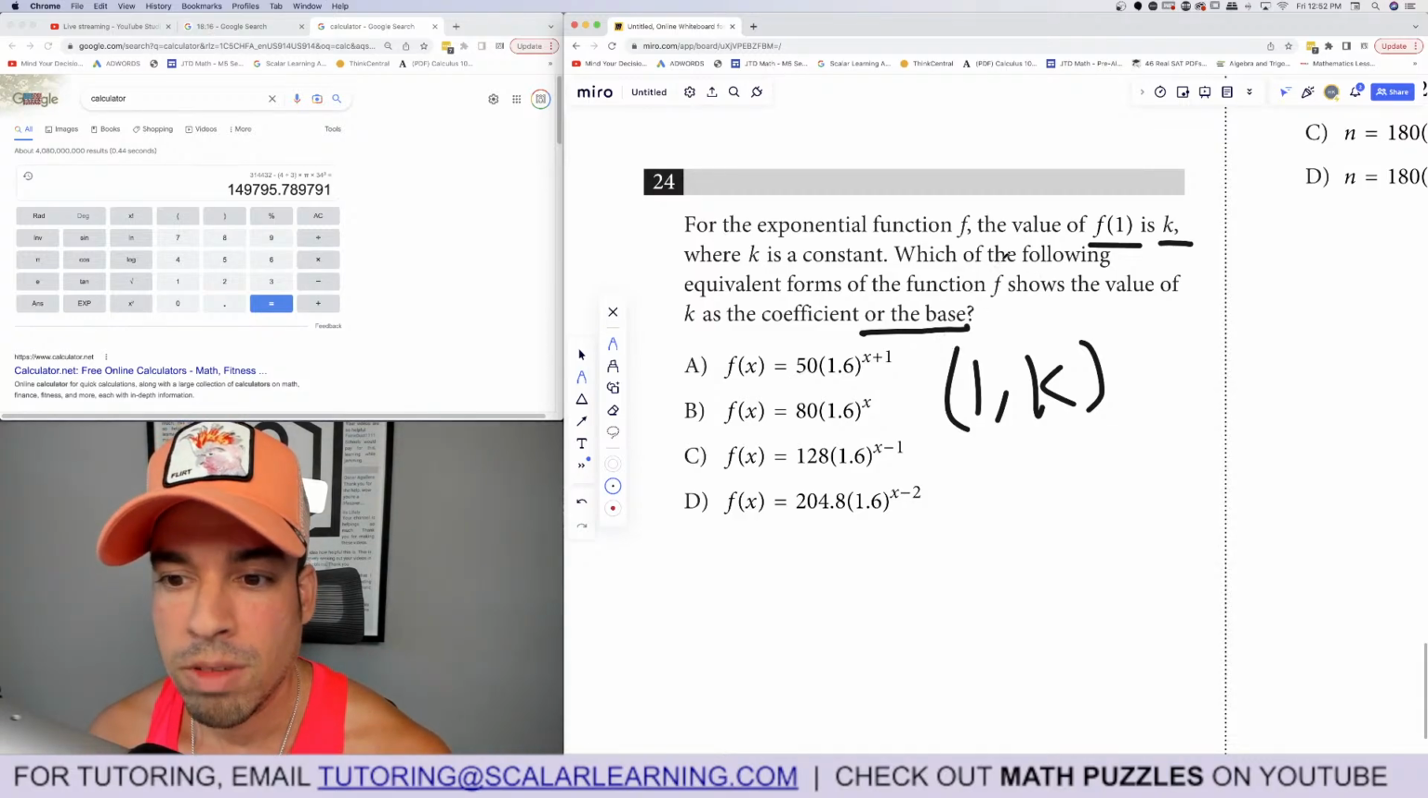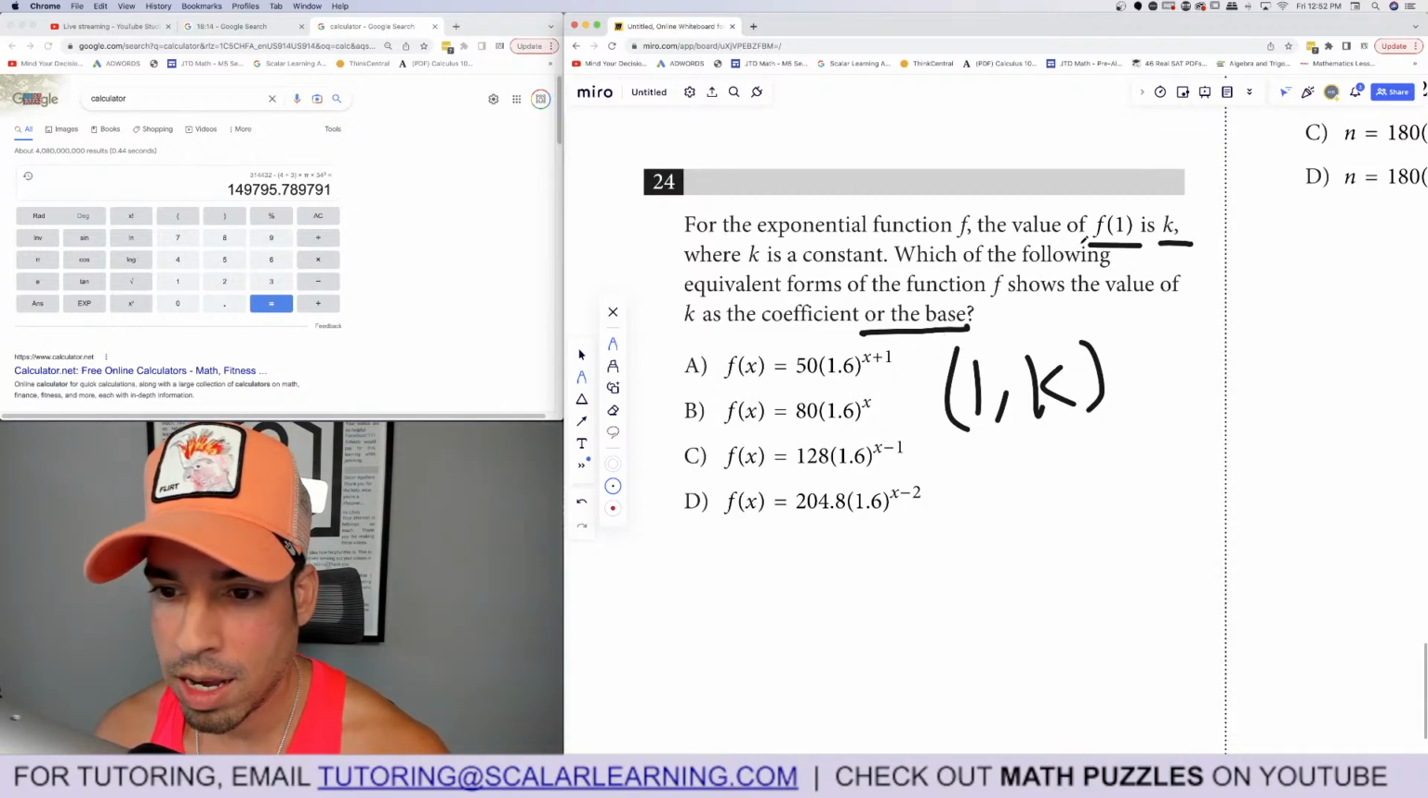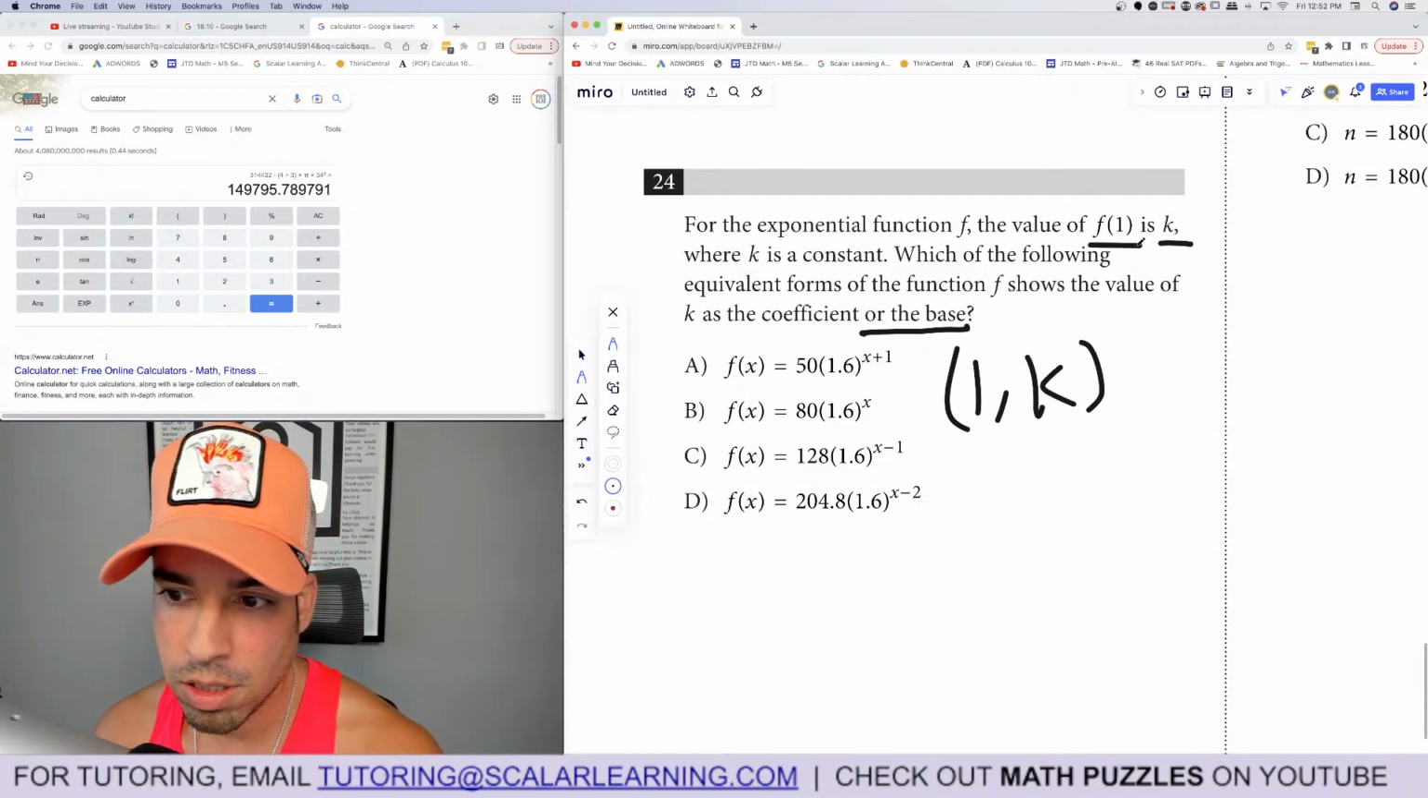Okay. For the exponential function f, the value of f of 1 is k. Well, let's first see. Wait. f of 1 is k.